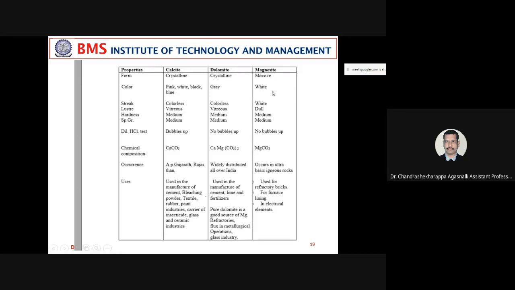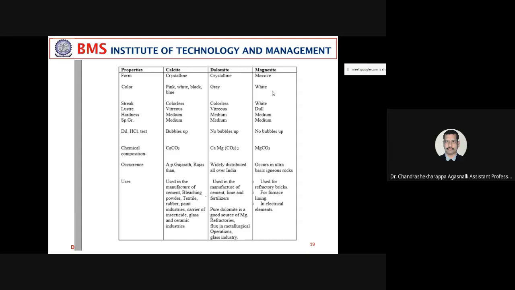Okay, and the magnesite. Magnesite is massive in nature. You can see the massive form. There is no proper shape for this. It is not foliated, it is not table-like, it is not sheet-like, and it is not crystalline. It's a massive one. The color will be white, the streak is also white, with a dull luster, and specific gravity and hardness will be medium, and it does not react with HCl. The chemical composition is MgCO3, magnesium carbonate, and it occurs in igneous rocks, in ultrabasic igneous rocks. Just remember that it occurs in igneous rocks.